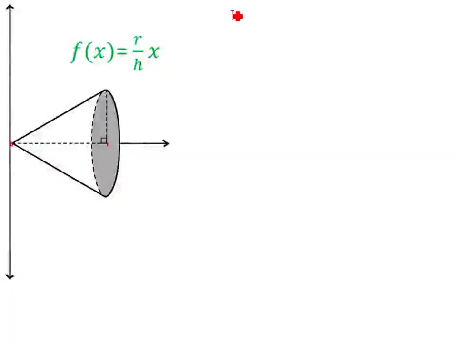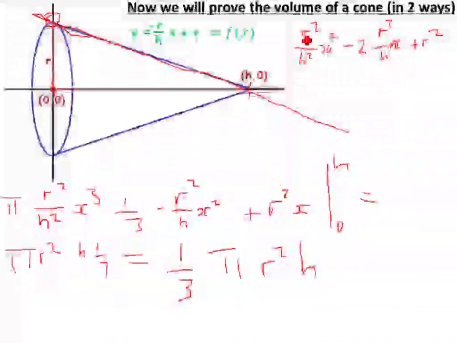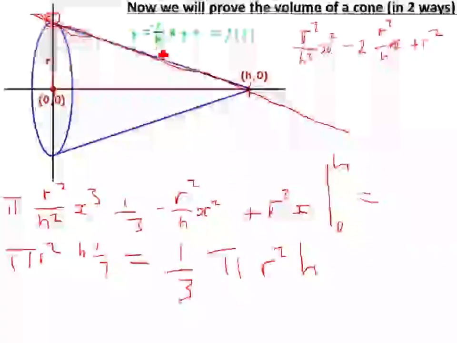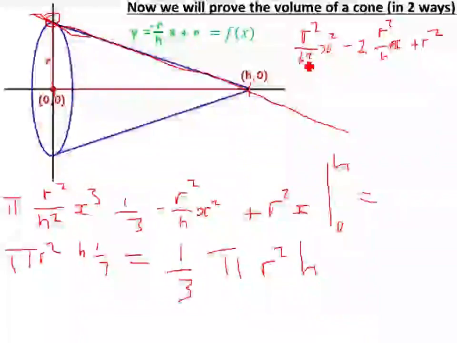So all we have to do is integral from 0 to h, I think I'm doing this correctly, pi times r divided by h x, and we're just going to square this, and that shouldn't be too hard because that just looks exactly like when we had to do the quadratic with this times itself, and it's perfectly correct. It's going to get the exact same answer.